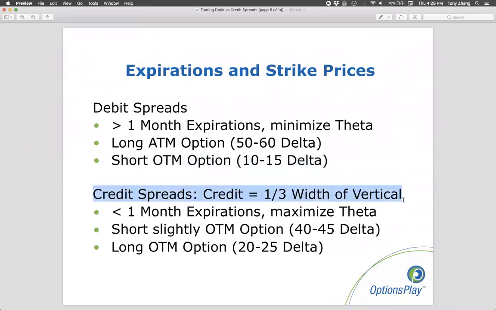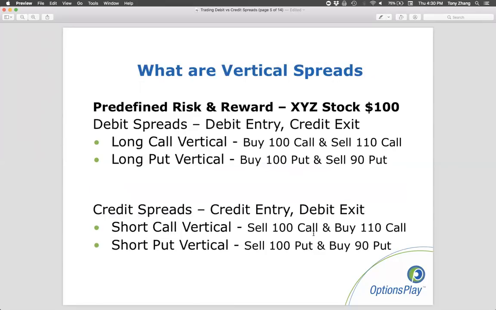But what we generally teach is that the credit you receive on a credit spread should be roughly about a third of the width of the vertical. And when I talk about the width of the vertical, it's simply the distance between the two strikes. So when we talk about selling a 100 call and buying a 110 call, that's a $10 width, because that's the distance between the sell leg and the buy leg.